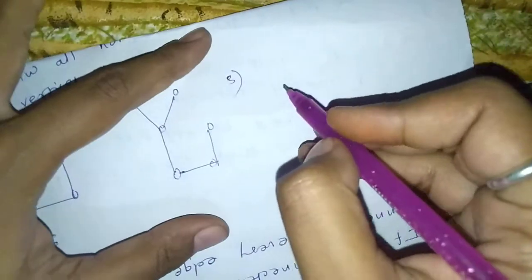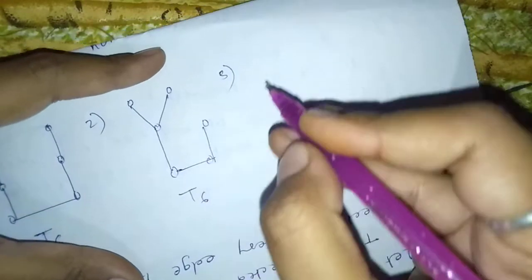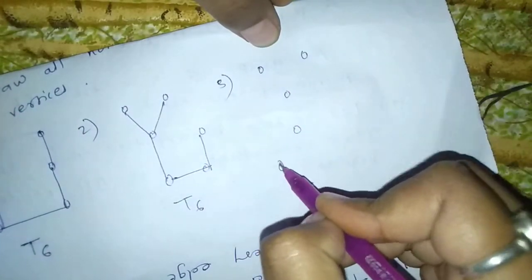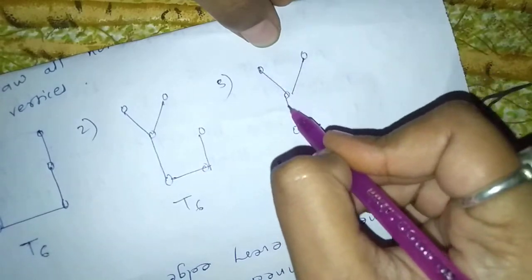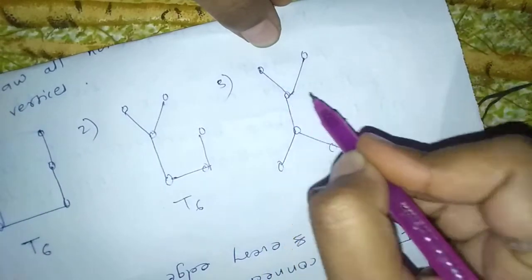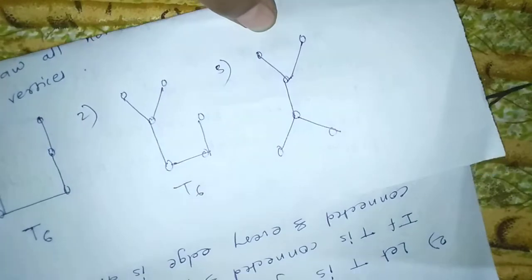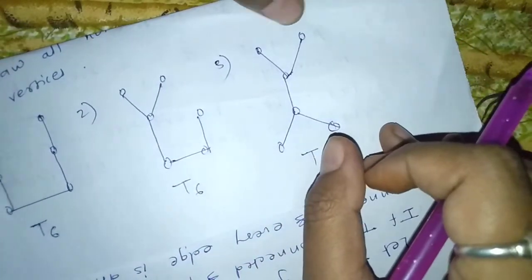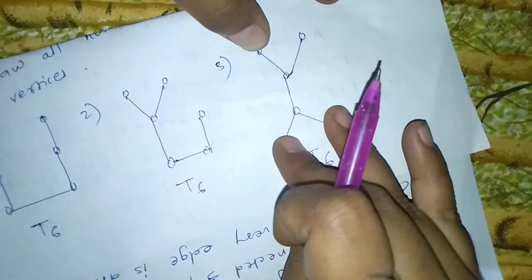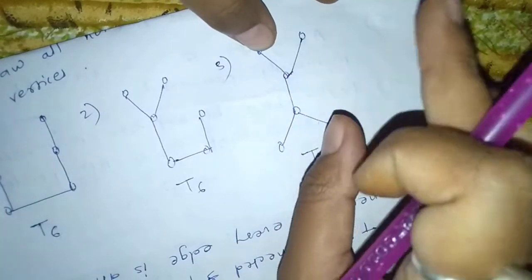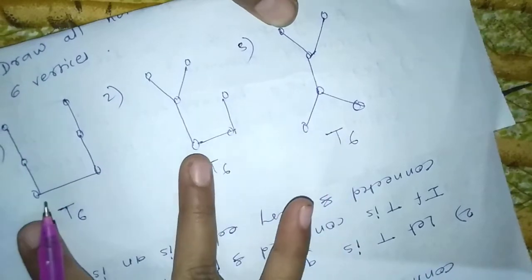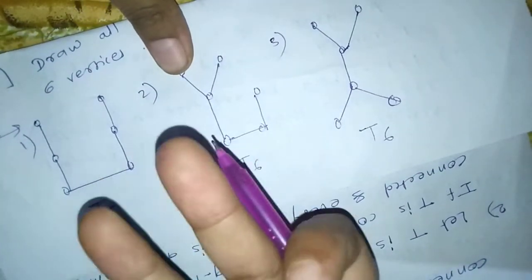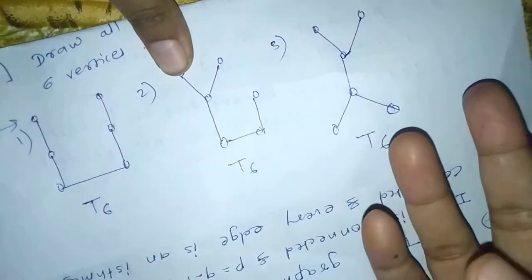Also third graph, 1, 2, 3, 4, 5, 6. 1, 2, join like this. So this is also a tree, connected. Also it does not contain any cycle. Also these two vertices have degree 3 and these two trees do not have any two vertices which have degree 3. So these 3 are non-isomorphic.